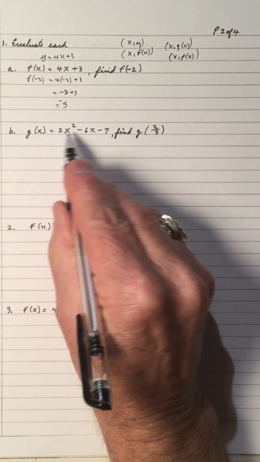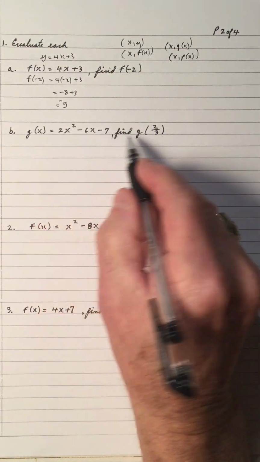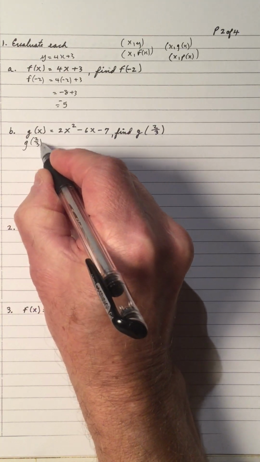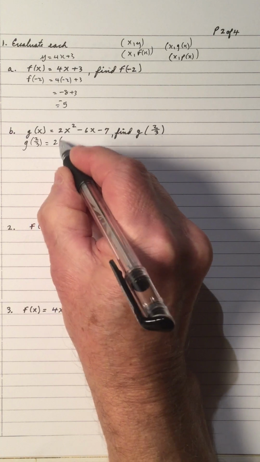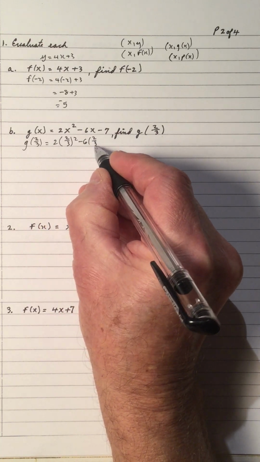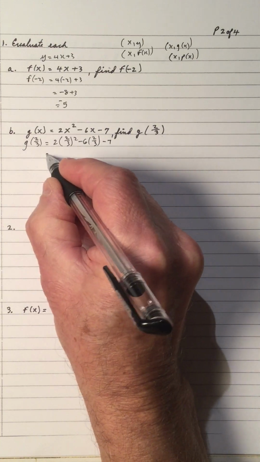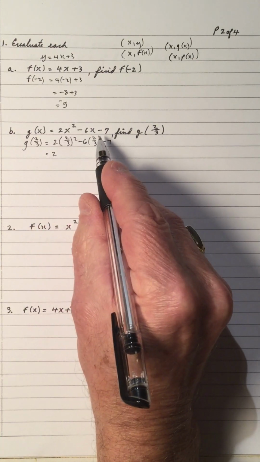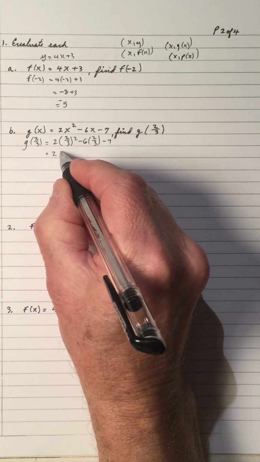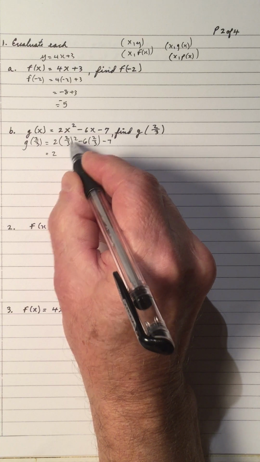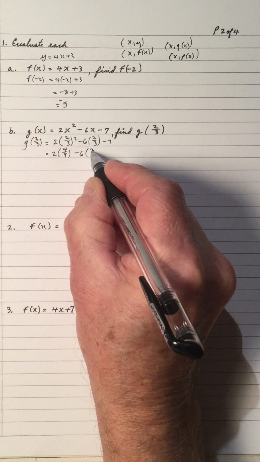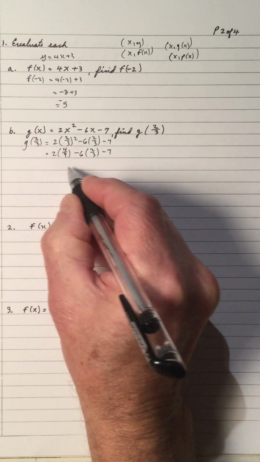The g of x, this is a quadratic because it's an x squared. What's the g of 2/3? So the g of 2/3 means x is 2/3. So we put 2/3 in the place of x, and we take our time and obey PEMDAS. We'll do the inside of the brackets first, and we'll do the square first. So 2/3 squared is 4/9. I'm doing just one step at a time.